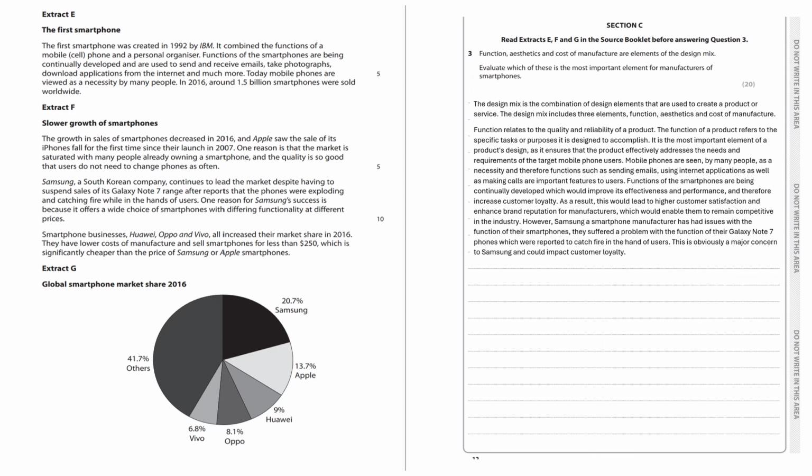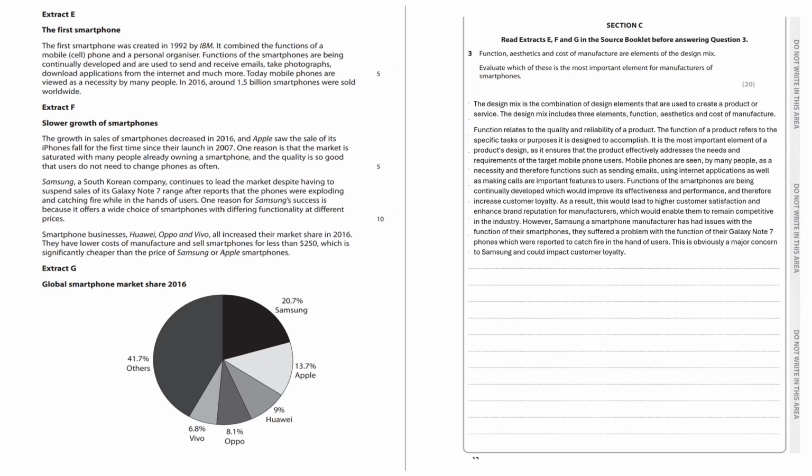The design mix is the combination of design elements that are used to create a product or service. The design mix includes three elements: function, aesthetics, and cost of manufacture. Function relates to the quality and reliability of a product. The function of a product refers to the specific tasks or purposes it is designed to accomplish. It is the most important element of a product's design as it ensures that the product effectively addresses the needs and requirements of the target mobile phone users.